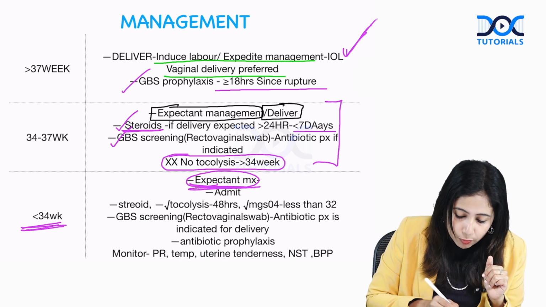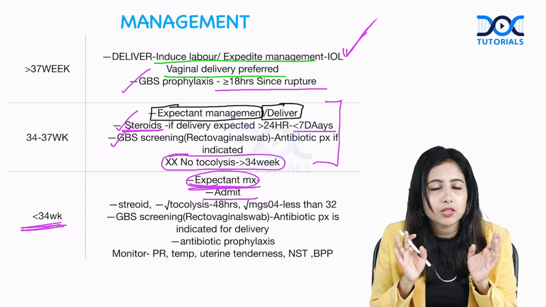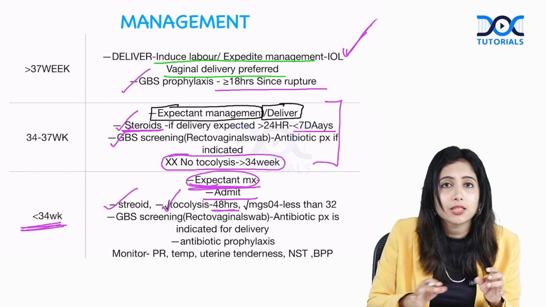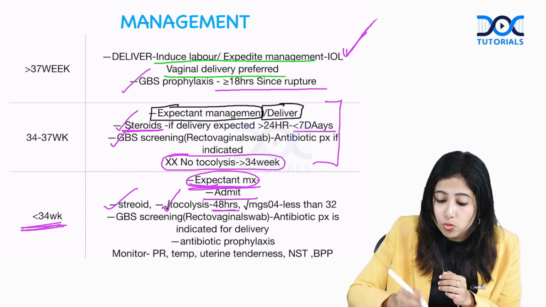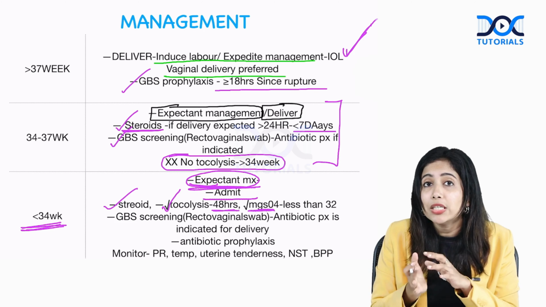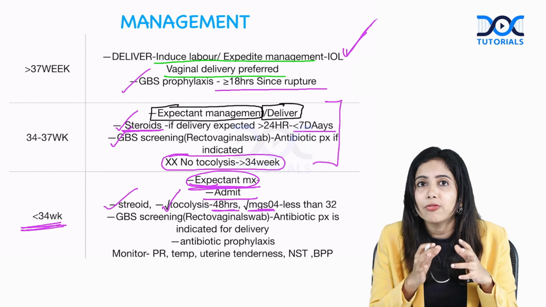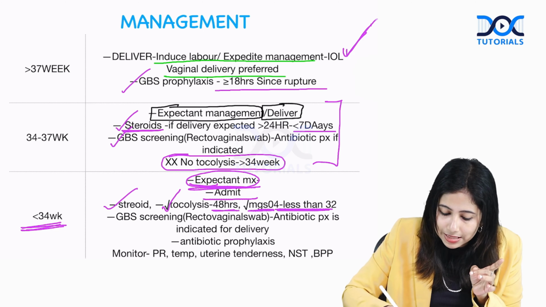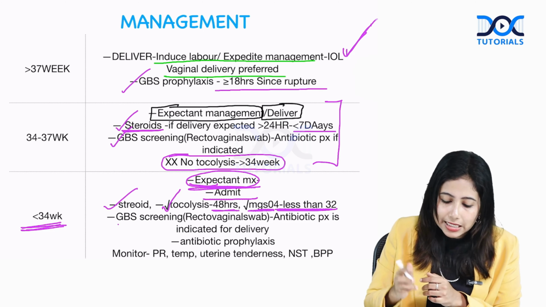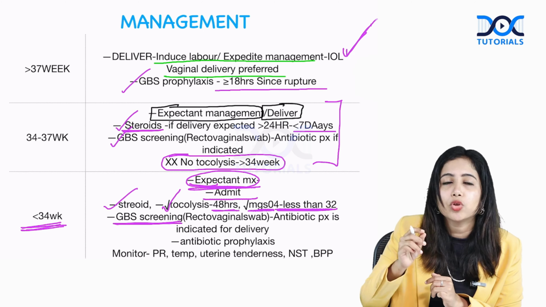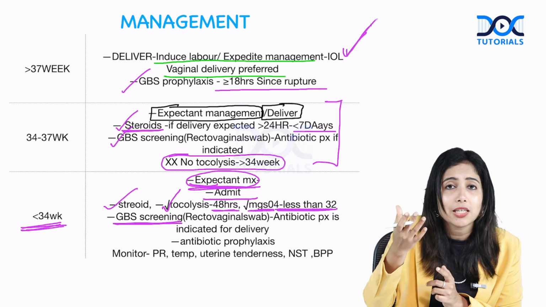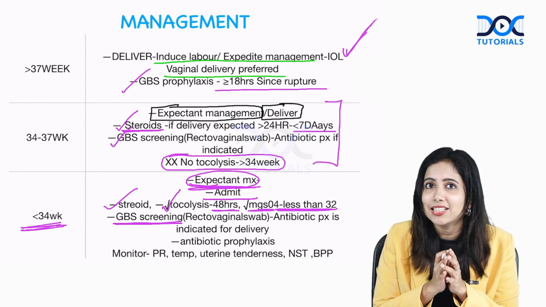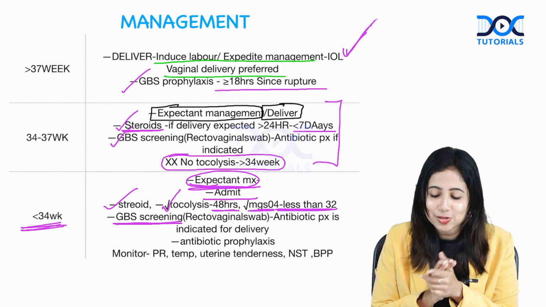So in this group of patients, you will admit the patient and give everything. What all? Give steroids, give tocolysis for at least 48 hours. When the steroid coverage is completed, you will also give magnesium sulfate. As we discussed along with preterm labor, magnesium sulfate will help in neuroprotection of the baby. So you are going to give it if the baby is less than 32 weeks. Again, GBS screening is done. I'm going to take a swab from the vagina, see if there is GBS infection, and if GBS prophylaxis is indicated, I will give it. Don't worry, I'm telling you the indications soon on the next page.